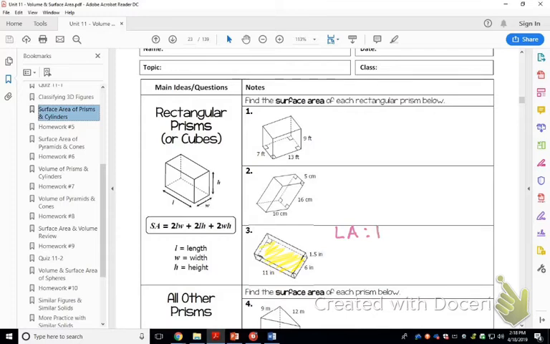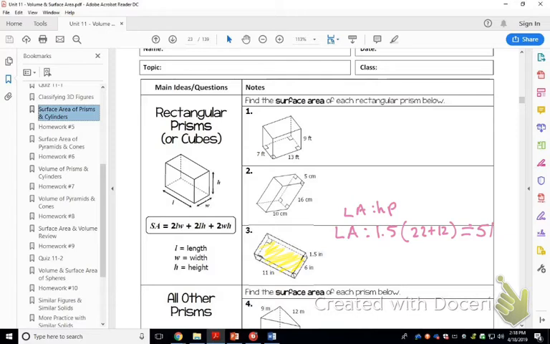1.5. Do the perimeter. What's the perimeter of your base? You have 2 11s, so 22 and 2 6s. 22 plus 12, 34. So 34 times the 1.5. What do you get? 51.